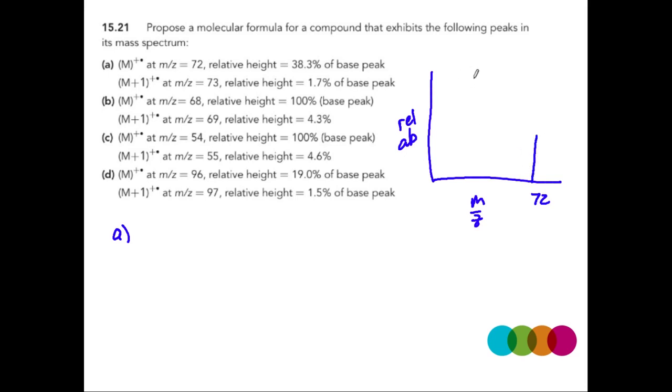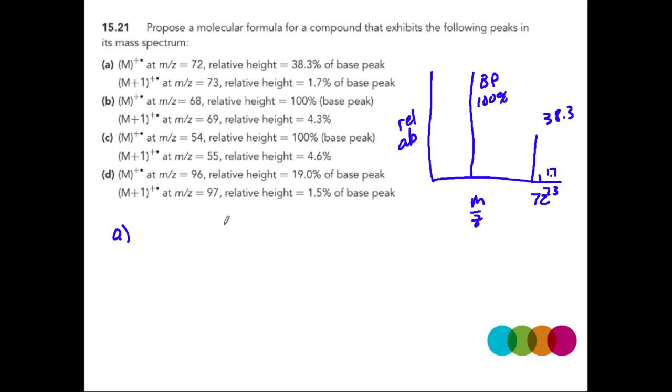So I've got a base peak somewhere else, and I'm not told where that base peak is, but it has to be lower than the molecular ion peak, right? So my base peak is going to be 100%, okay? And my molecular ion peak is at 72. It's 38.3%. And then I have an M+1 peak at 73. That's going to be 1.7% as high as the base peak, not the molecular ion peak.